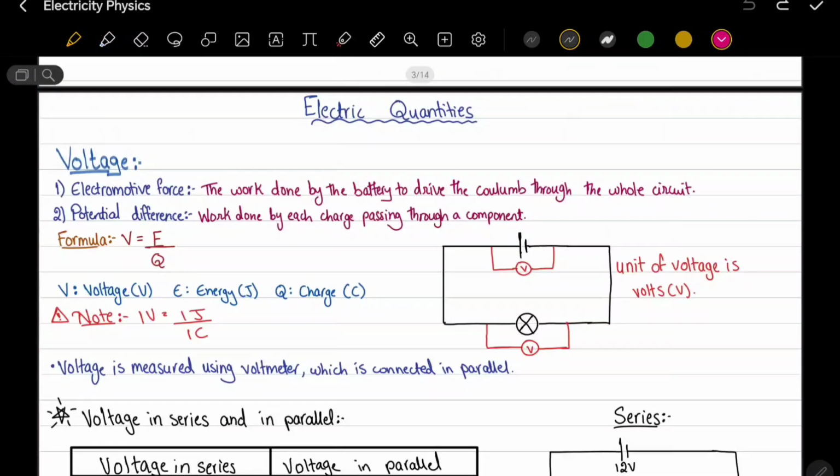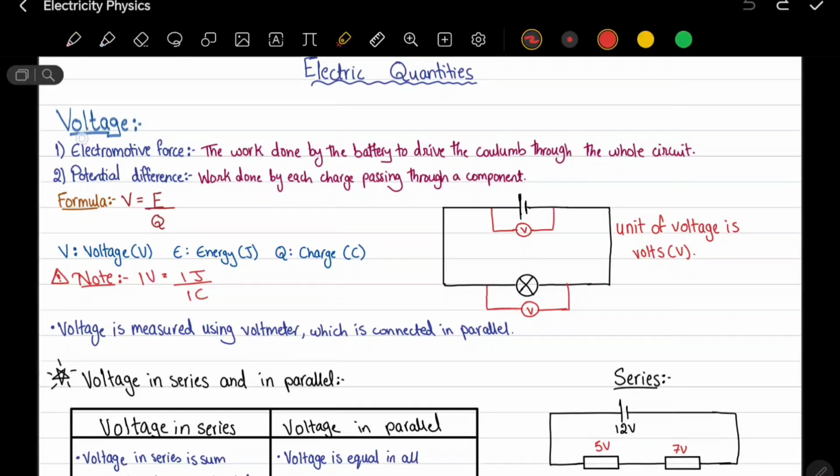Now moving on to the electric quantities. The first thing we're going to discuss is the voltage. We have two kinds of voltage that you need to know, the electromotive force and the potential difference. Electromotive force describes the voltage of the battery or the voltage of the source. And the potential difference is the voltage of any component around the circuit. It can be the voltage of a resistor, or the voltage of a lamp, for example.